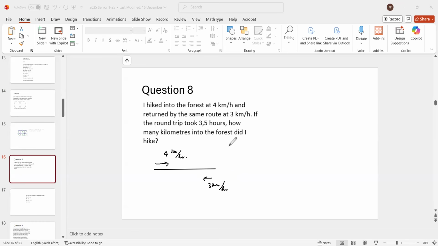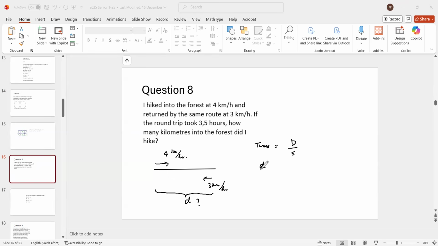So how many kilometers into the forest did I hike? Okay, in other words, you need to know what is that distance. What is the distance that you had actually walked? But the whole trip took 3.5 hours. So let's see how long it took him to go up and how long it took him to go down. And remember, time is distance over speed, and speed is distance over time and so on. So you are given the speed, so I can use this to calculate the time.